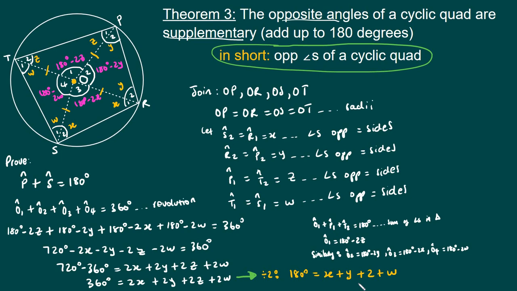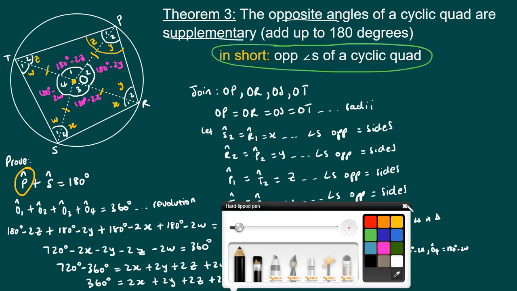What do you know? You have proved the theorem. You are done. But how are you done? You simply say, remember angle P. Angle P is z plus y. Check. Z plus y.